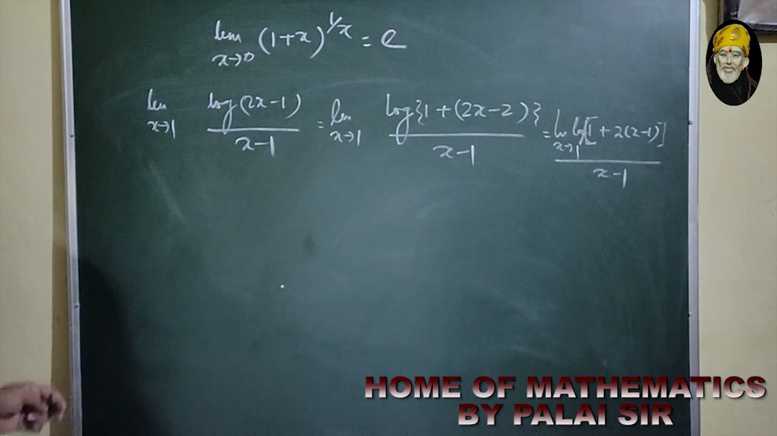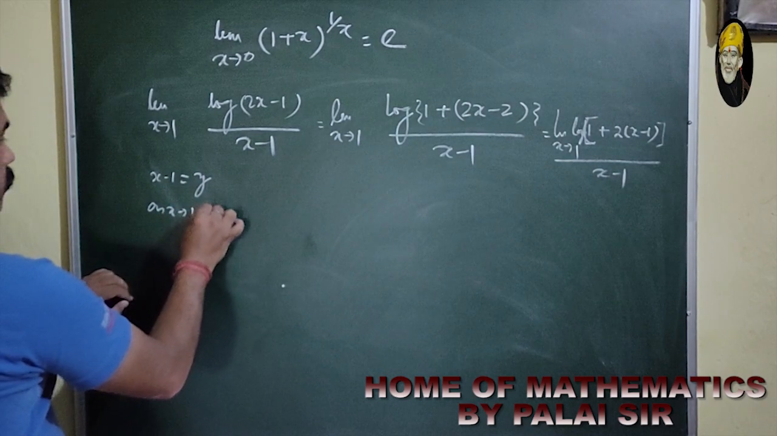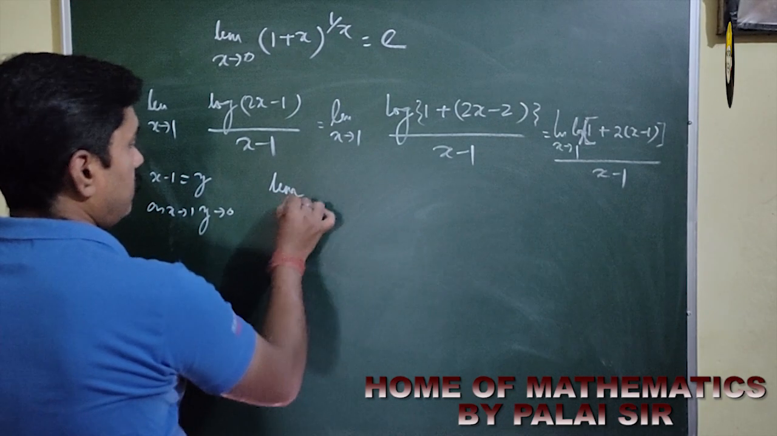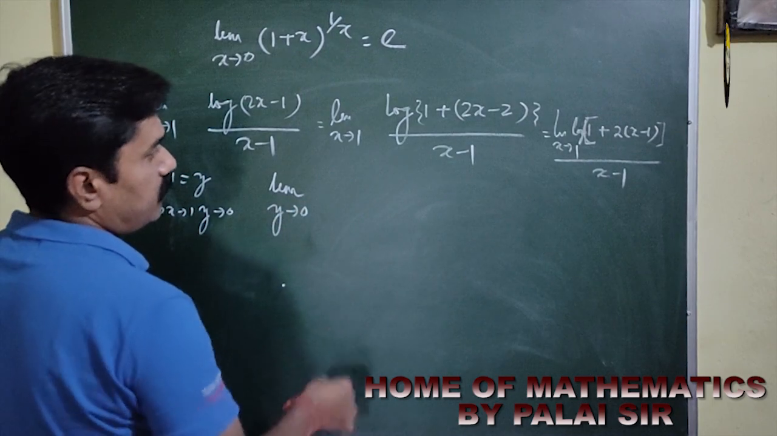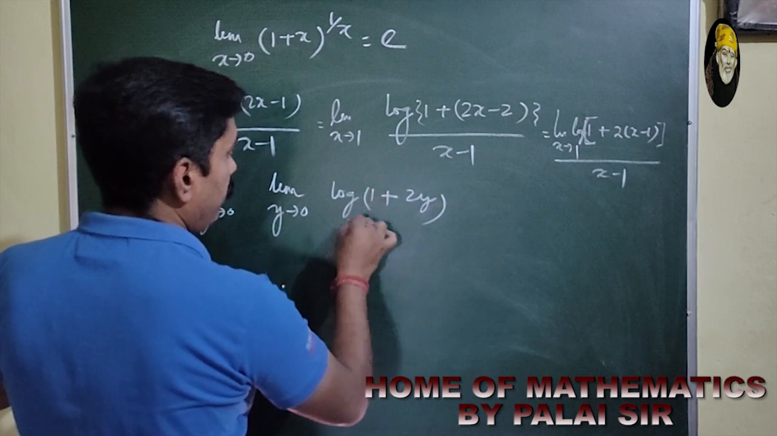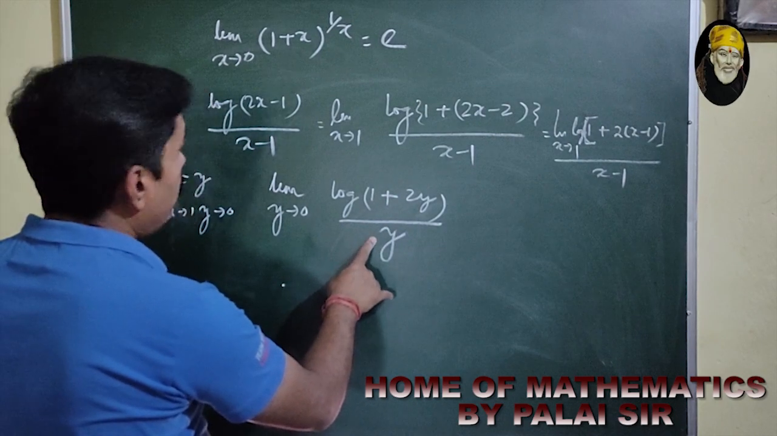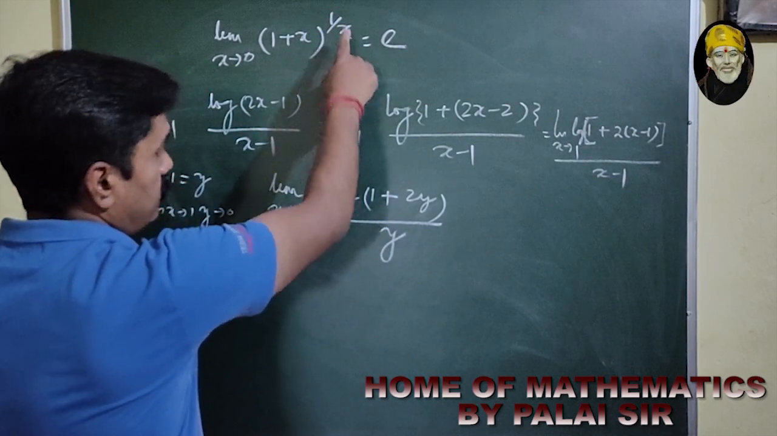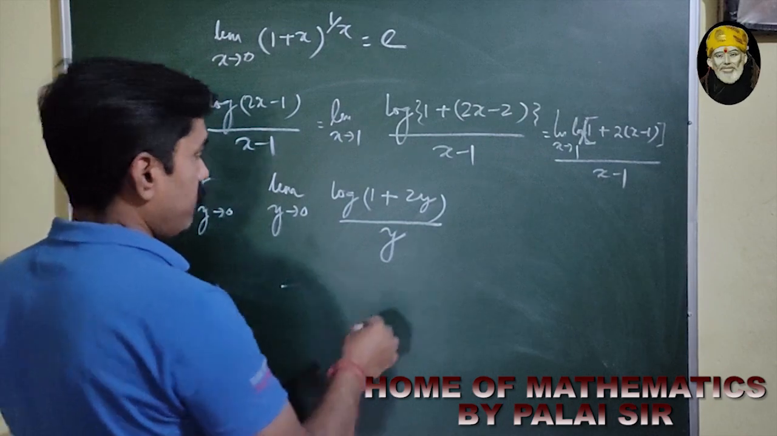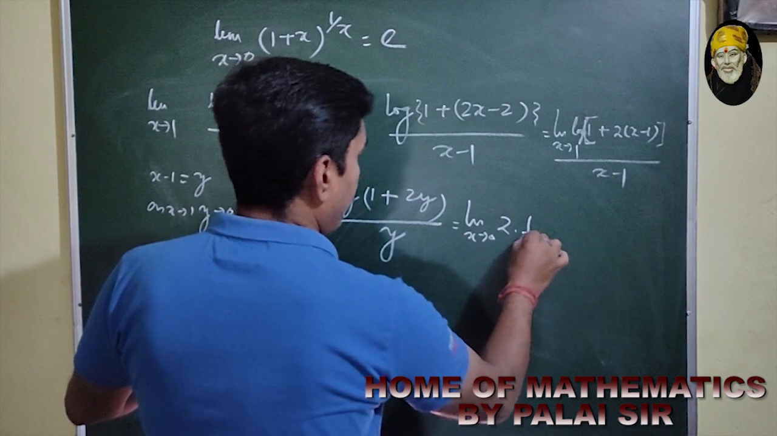Here you take x minus 1 as y. As x tends to 1, y tends to 0. Now you change the limit, so it is limit y tends to 0, log(1 plus 2y) divided by y. So here 2y is there, so you have to make it 2y, because when x is there you make 1 by x, when y is there you make 1 by y, and when 2y is there you have to make 1 by 2y. So it will be 2 into 1 by 2y.